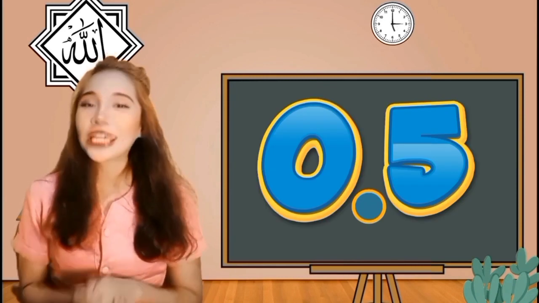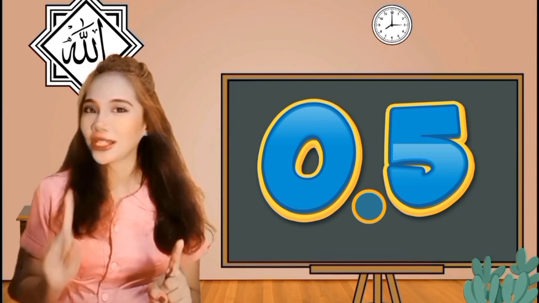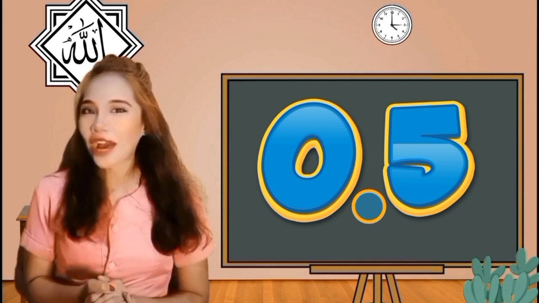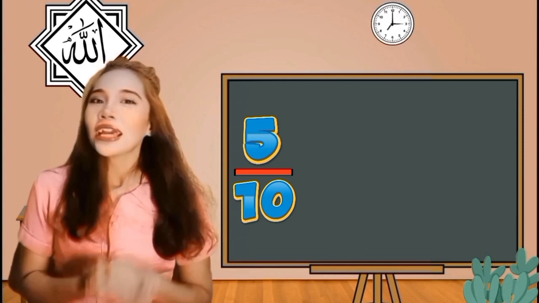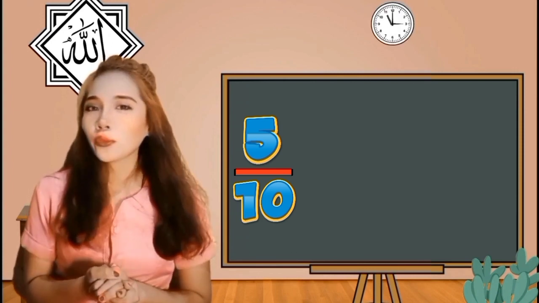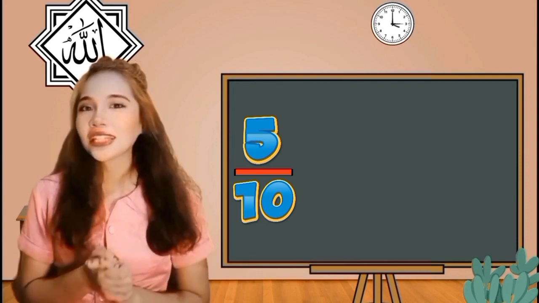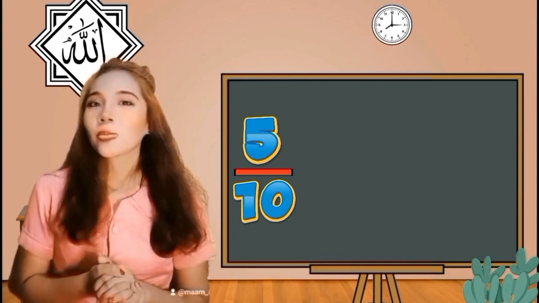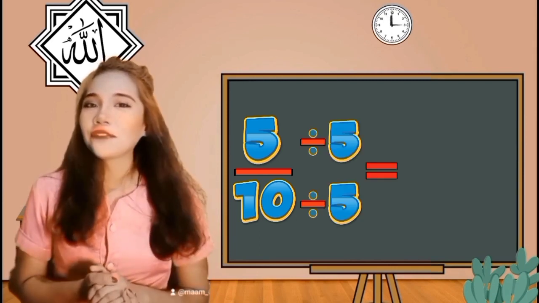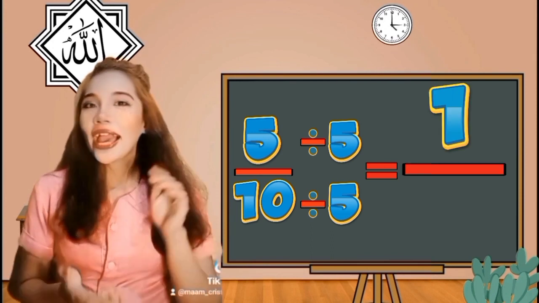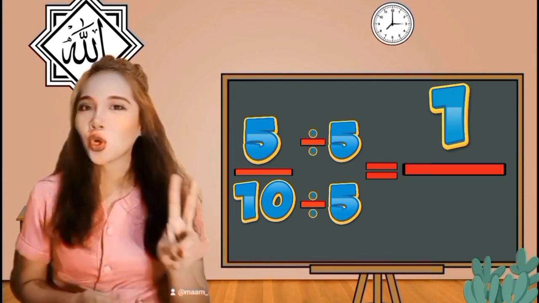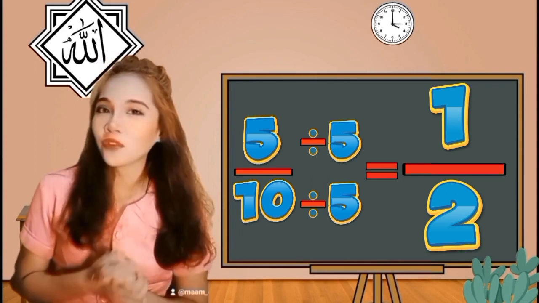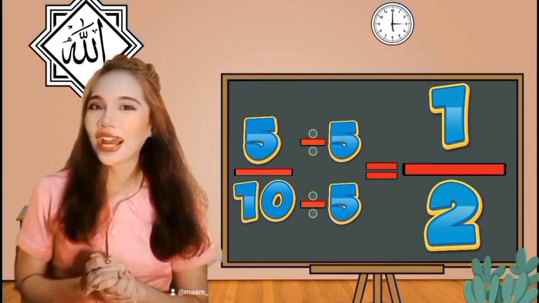Let's move on to one decimal place. Let's convert 0.5 into a fraction. One digit, one zero. So we have a denominator of 10. So we have 5 over 10. 5 over 10 can be reduced to lowest terms. You will think of a number which can divide both 5 and 10 to find its lowest term. So we have 5. 5 divided by 5 is 1, and 10 divided by 5 is 2.